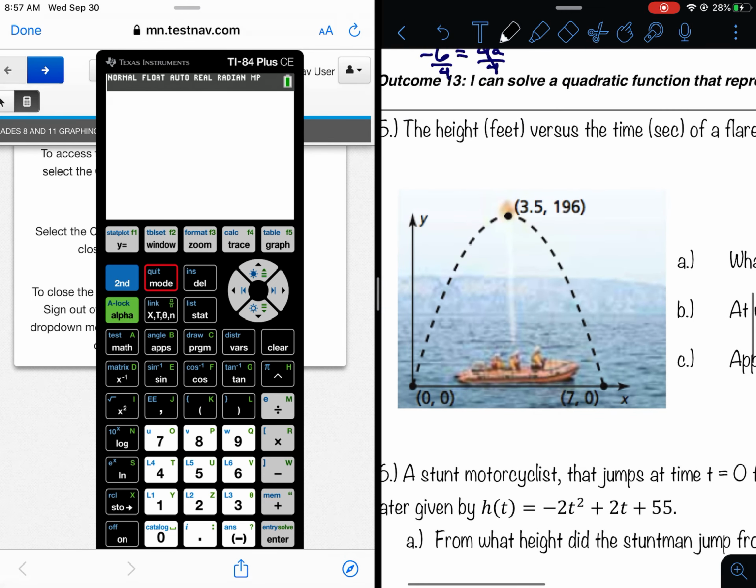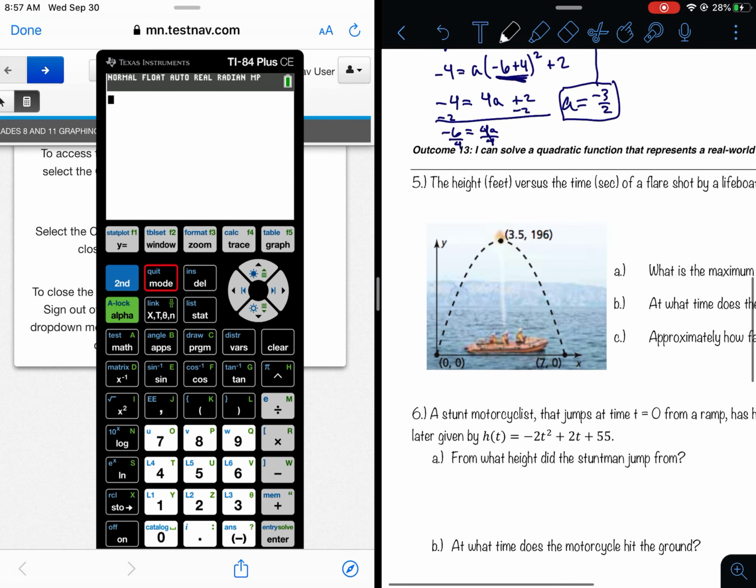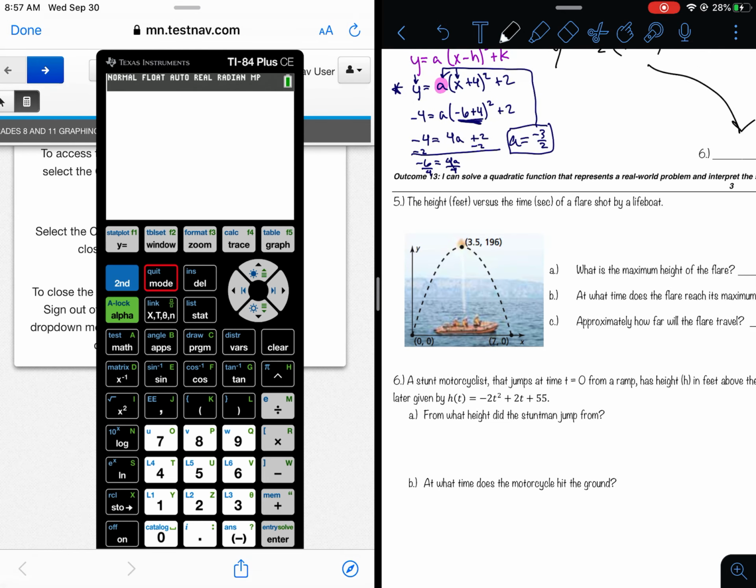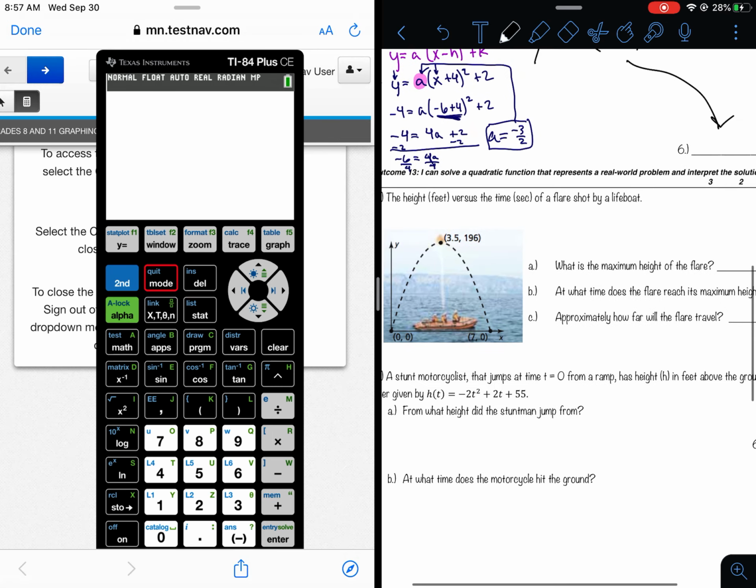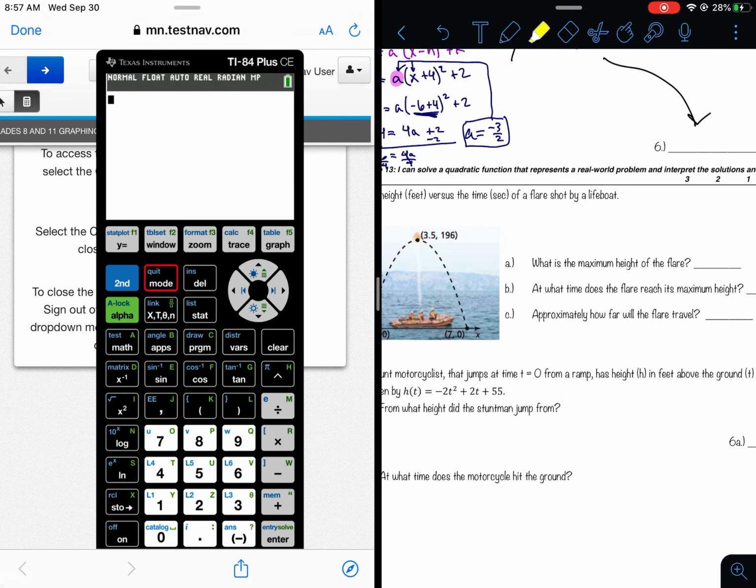So here you can see a boat. They shot up a flare. It follows a parabola, and so you're going to just kind of pick out the information from there. They start off really simple. So what's the maximum height of the flare? That should be pretty simple. It's right there, the top point of the graph. I don't think that's a challenging issue for anyone here, but it is 196 feet.